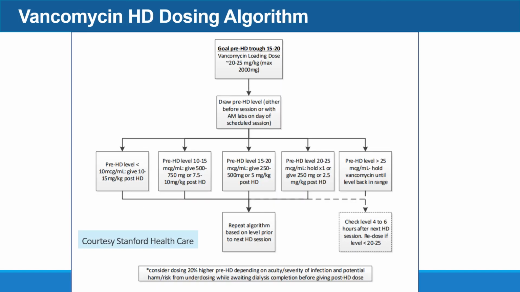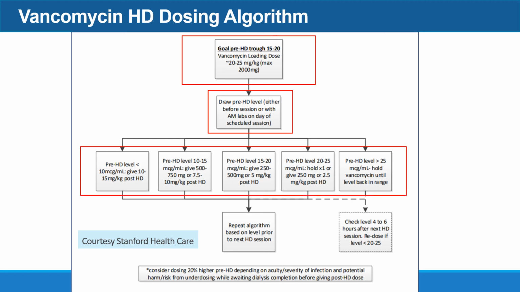Here's an example of a dosing algorithm for vancomycin in hemodialysis patients. A loading dose of 20 to 25 mg per kilogram is initially given, then a pre-dialysis level on the morning of the scheduled session is drawn. Depending on the value of that level, a supplemental dose of vancomycin is given. Pre-dialysis levels continue to be drawn until a consistent value of 15 to 20 micrograms per mL is achieved.